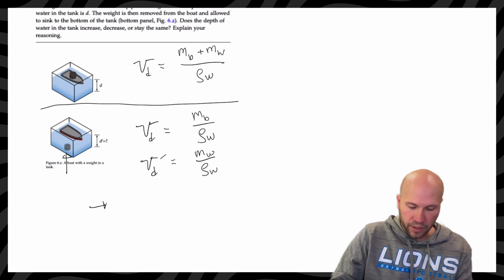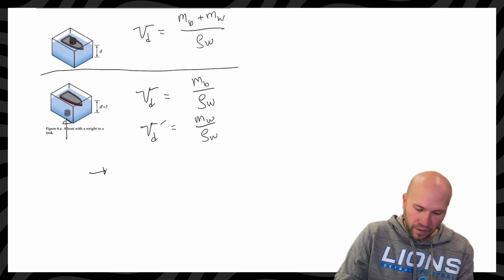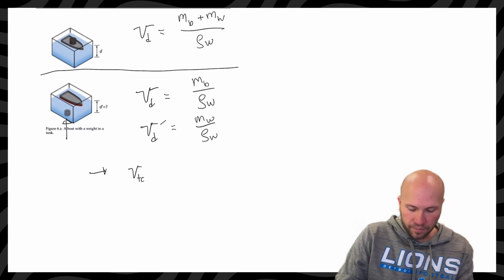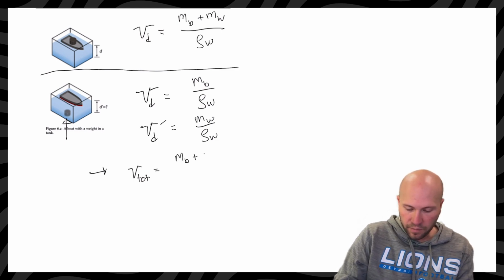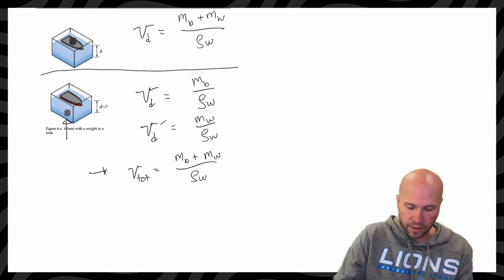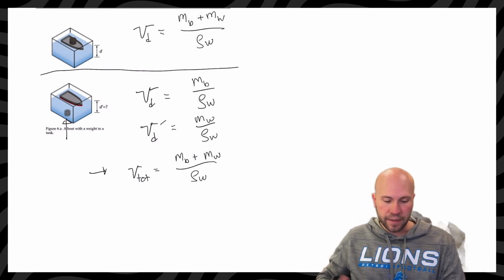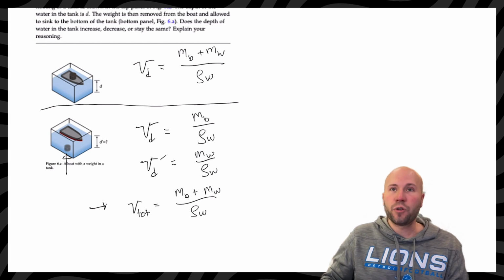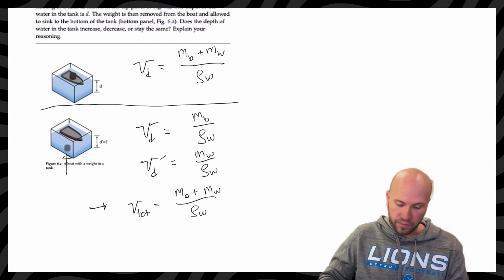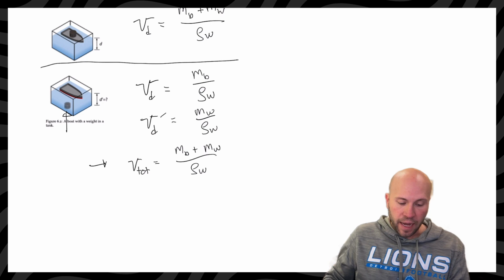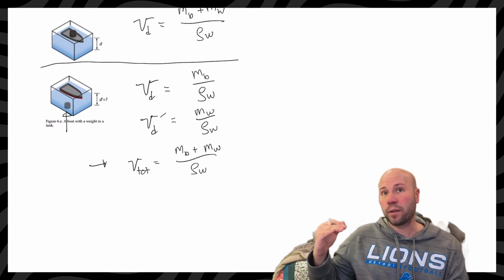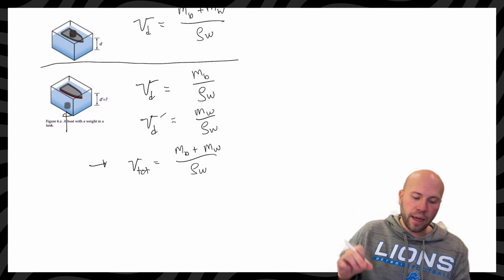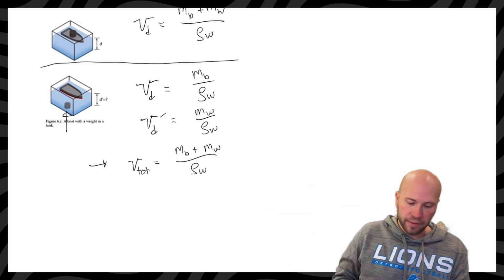right? Which leads to the total volume displaced being the sum of those two things, which is the same: mass of the boat plus mass of the weight divided by the density of water. Now, that's the scenario where you were to drop the weight into the tank itself. And so since the volume displaced didn't change, the height of the water, d, is not going to change.